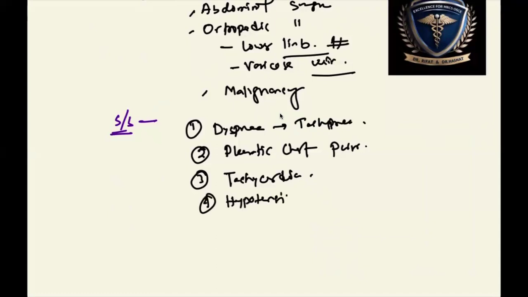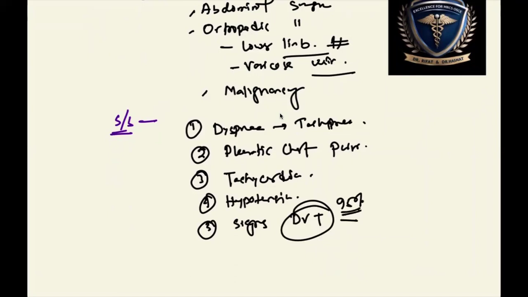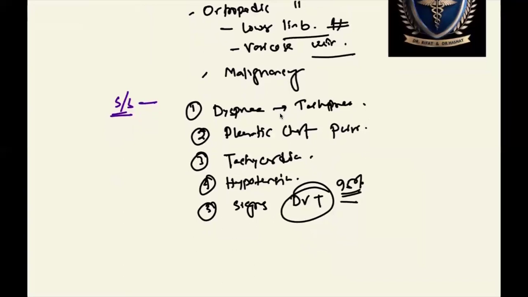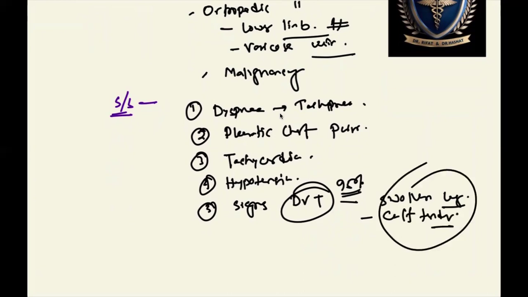We will come to know every single thing eventually, and the patient will especially have some signs of DVT, because the main cause of pulmonary embolism is nothing but what? DVT. Almost 95% is due to DVT. So what are the signs of DVT? Especially a swollen leg, especially calf tenderness. So these are the signs of DVT.